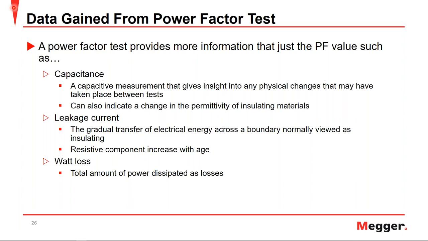Also, power factor measurements can give you information on the leakage current, which is the gradual transfer of the electrical energy across the boundary, normally viewed as insulating. The resistive component of this leakage current is going to increase with age. And again, we'll take a look at that on the next slide. Finally, the third piece of information that is provided, aside from the power factor value itself, is the total watt loss, which is the total amount of power dissipated as losses.